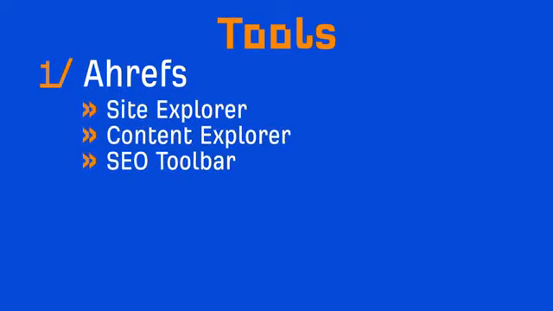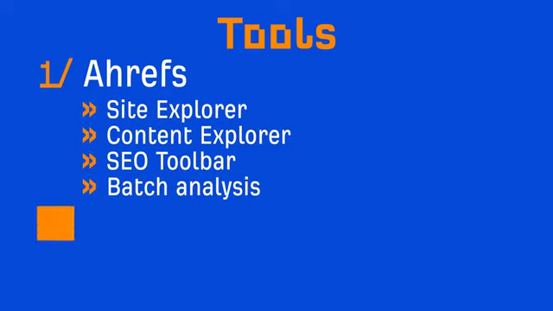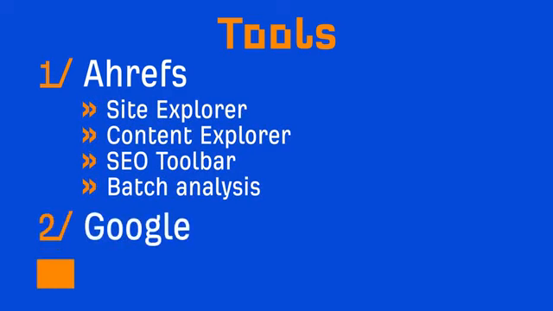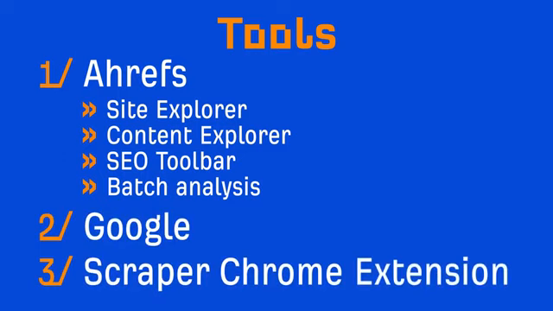Alright, so there are three tools I use to find lookalike prospects. The first is Ahrefs, more specifically Ahrefs Site Explorer, Content Explorer, SEO Toolbar, and Batch Analysis. The second tool is Google, and the third is the Scraper Chrome extension. With that said, let's go through some examples of finding lookalike prospects based on a seed, and we'll continue with the examples we discussed in the previous lesson.